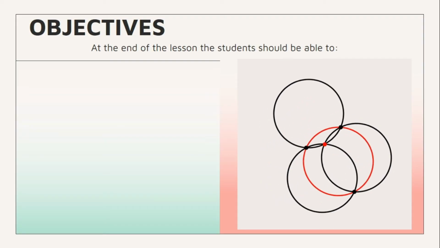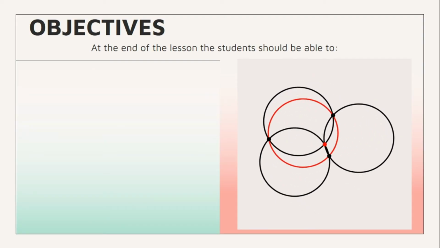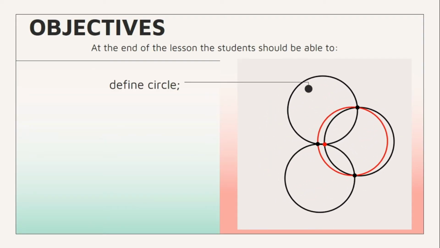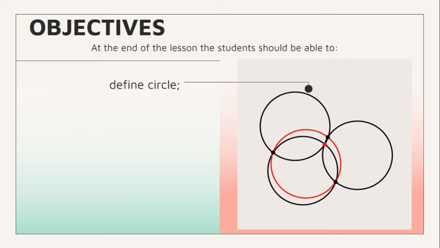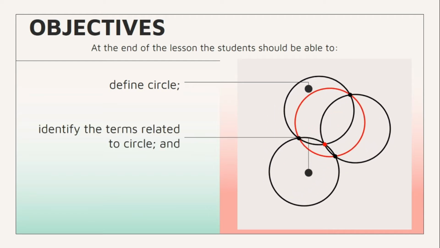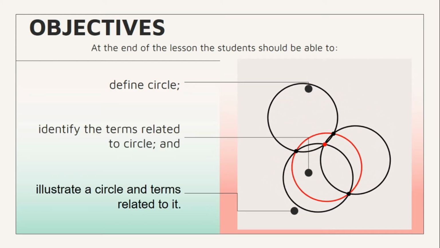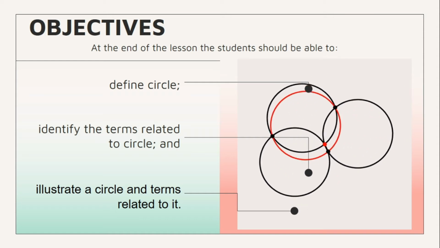Now, for our objectives at the end of this lesson, the students should be able to, first, define circle, identify the terms related to circle, and last is to illustrate a circle and the terms related to it. Now, let's define circle muna. Ano nga ba ang circle?